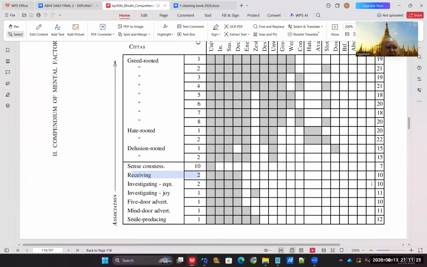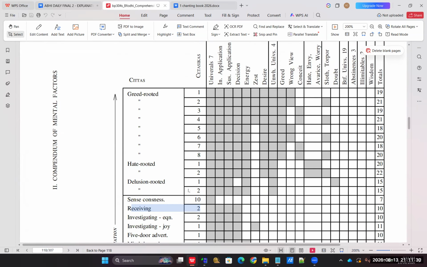So just now we were talking about this 10 Chetasika. 10 means 7 universal plus initial application, sustained application, Adhimokkha. So Vitakka, Vichara, Adhimokkha plus 7 universal, you get 10. So that is for the receiving consciousness. Minimally, for a Chitta when it arises, it must arise with these 7 universal. That's the minimum. So the next number will be 10 here. You can find this in the charts in the Abhidhammattha Sangaha.